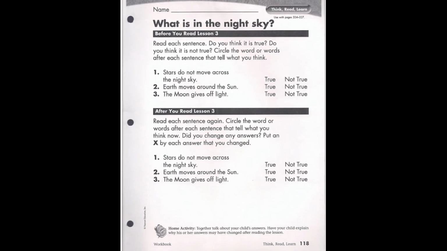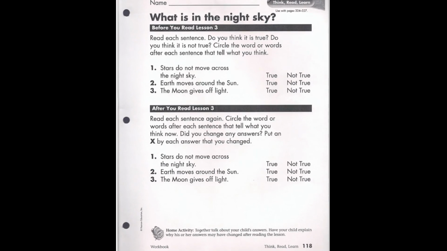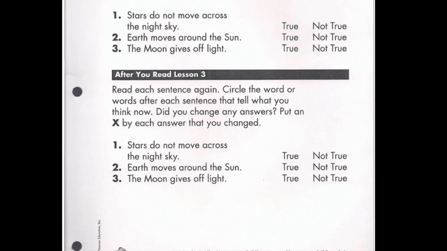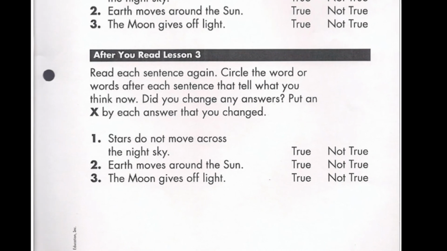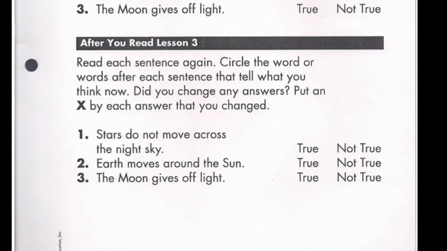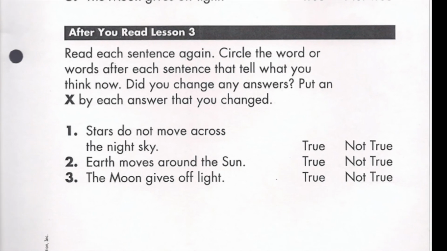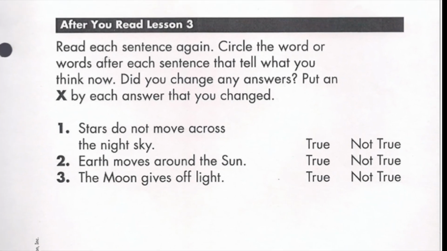So we're going to go back to our sheet and we're going to do the after you read lesson 3. Okay? So we're going to answer the same 3 questions again, except this time you now know the information because you read it and I read it to you. So here we have question number 1. Stars do not move across the night sky. Is that true or not true? Number 2 says Earth moves around the sun. Is that true or not true? And question number 3 says the moon gives off light. Is that true or not true?